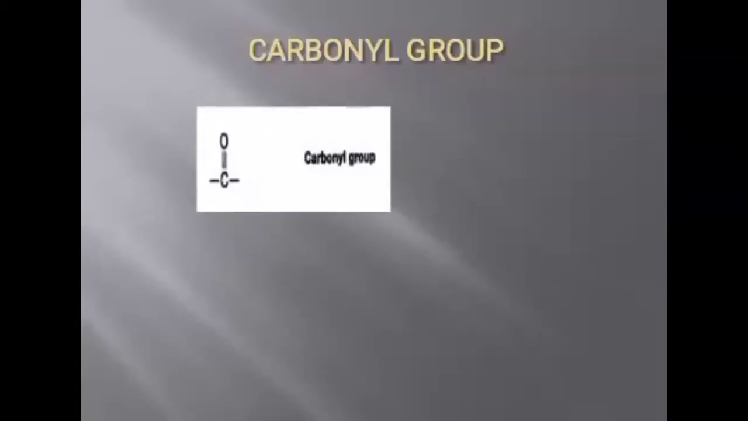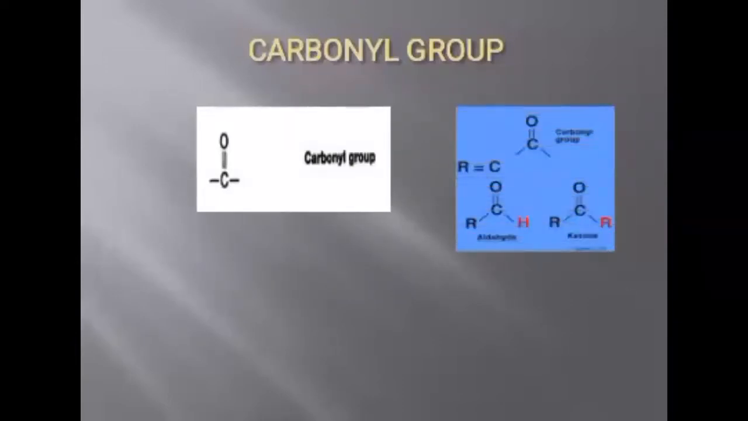Now let's look at the carbonyl group. If you look at the carbonyl group, the difference between the carbonyl group and the carboxyl group is that in the carbonyl group we have CO as the functional group, but in the carboxyl group we have COOH. The carbonyl has CO. Let's look at an example.